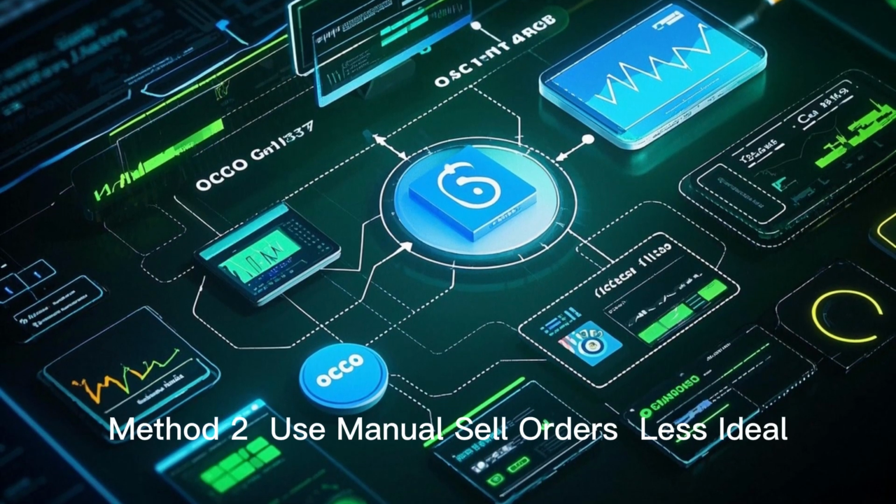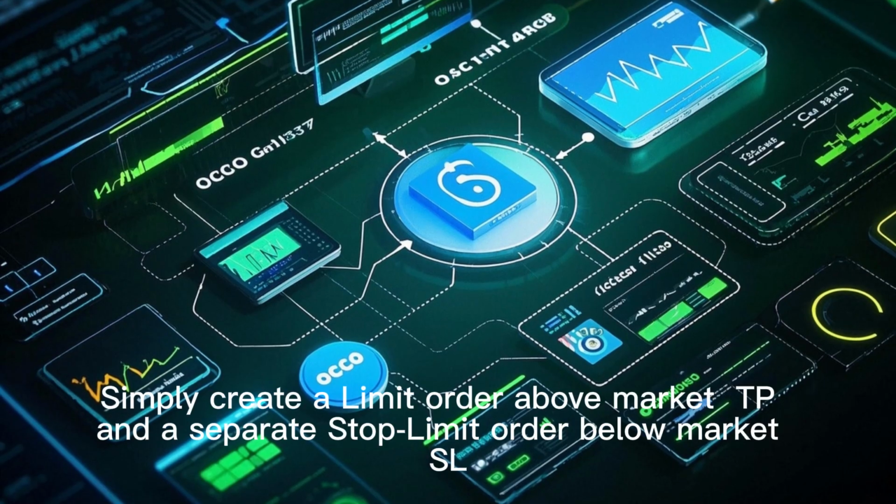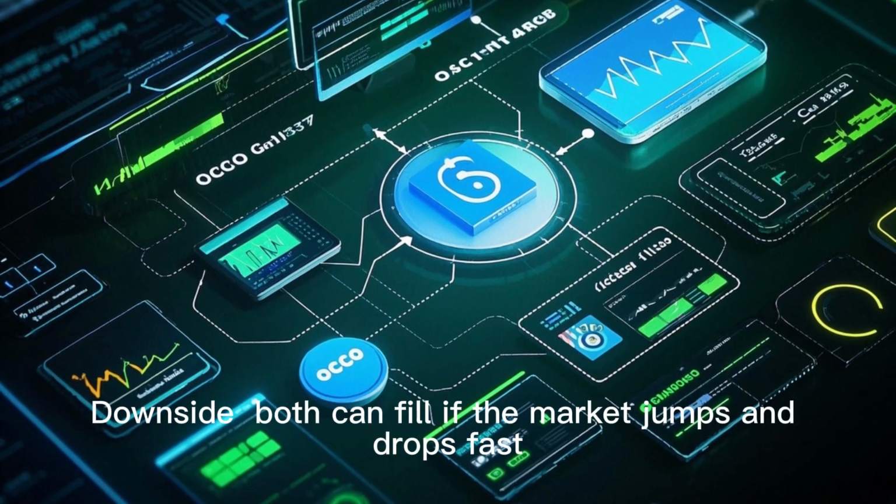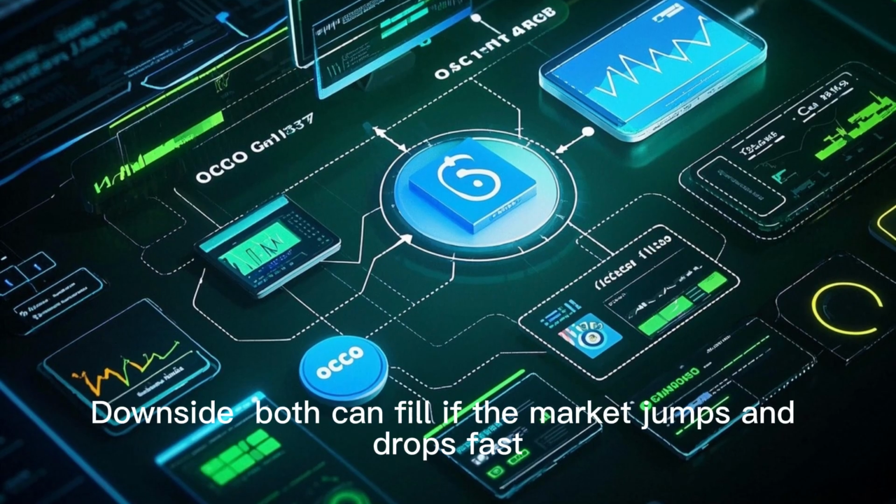Method 2. Use manual sell orders. Simply create a limit order above market and a separate stop limit order below market. Downside: both can fill if the market jumps and drops fast.